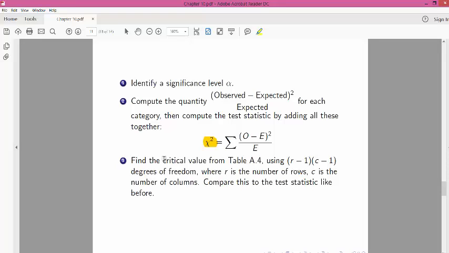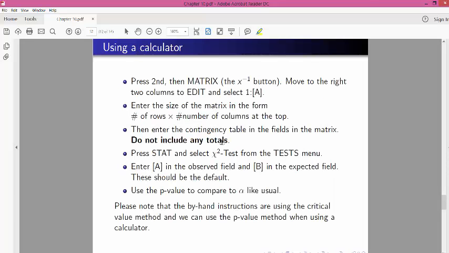Then we'll look for the critical value in table A4, using R-1, C-1 degrees of freedom, where R is the number of rows and C is the number of columns. We compare this to the test statistic, the one that we've computed. That's your setup, how you solve these types of problems on your calculator. The next slide tells you all about how to do it with a calculator. If you would like to get the slide, I posted this on Blackboard. This entire presentation is posted in the chapter 10 folder.